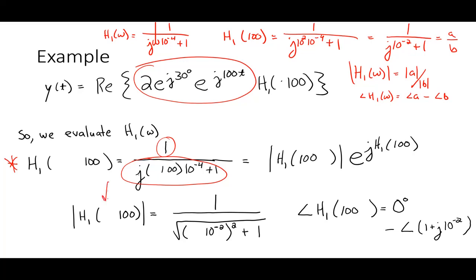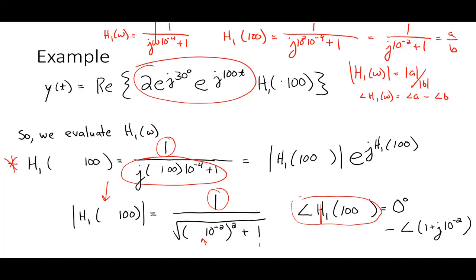So here it is. Here's the magnitude. The magnitude of the top is just 1. The magnitude of the bottom is the square root of the imaginary part squared plus the real part squared. Now for the angle of this thing, I evaluate the angle of h1 at 100.